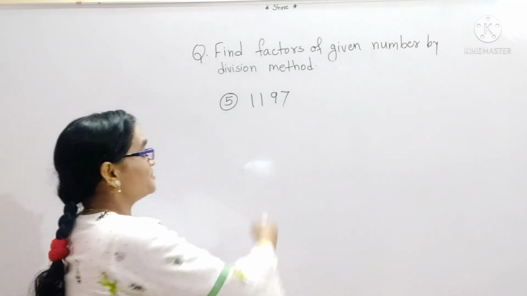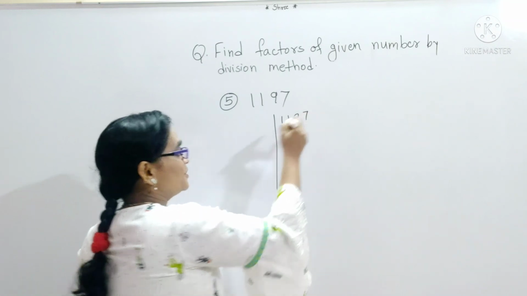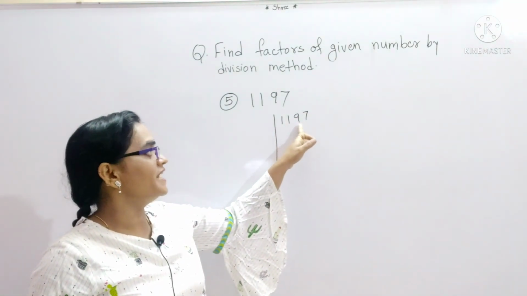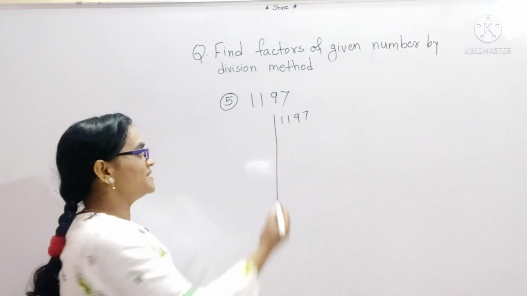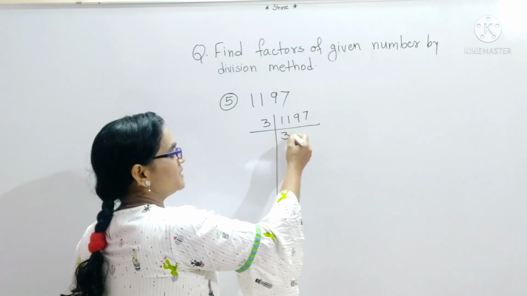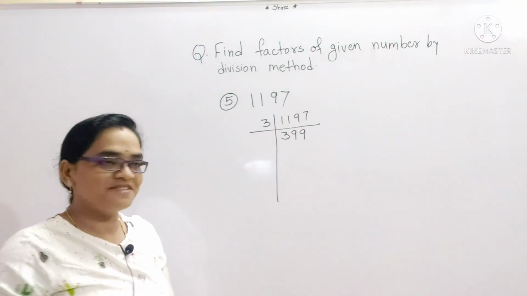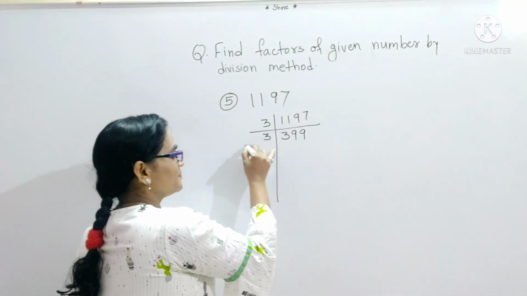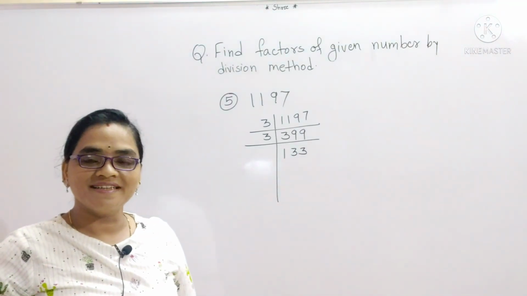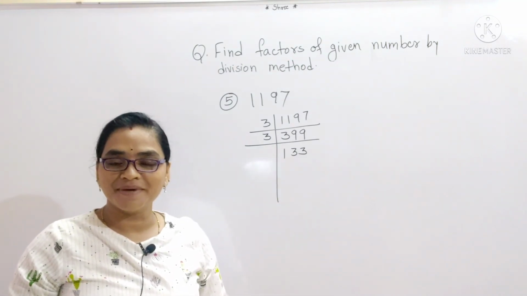1197. See, ones place 7 means this number is not divisible by 2. Then check whether this number is divisible by 3. 1 plus 1 is 2, plus 9 is 11. 11 plus 7 is 18, means this number is divisible by 3. 3 3s are 9, 2 remain, 3 9s are 27. 2 remain, 3 9s are 27. This number is divisible by 3 again. 3 1s are 3, 3 3s are 9. 3 3s are 9. 133. 3 plus 3 is 6, plus 1 is 7, means this number is not divisible by 3.